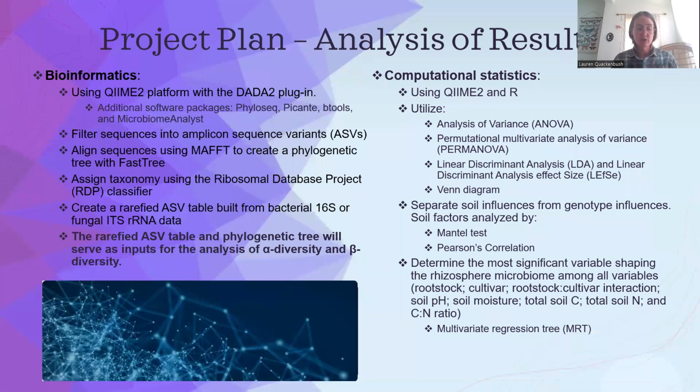The analysis of results will take several months, as I first use coding and bioinformatics software to filter, sort, and classify the samples. Operating in the QIIME 2 platform and incorporating multiple software packages, I will create both a phylogenetic tree and a rarefied species table that will be used as inputs for all of the alpha and beta diversity analyses.